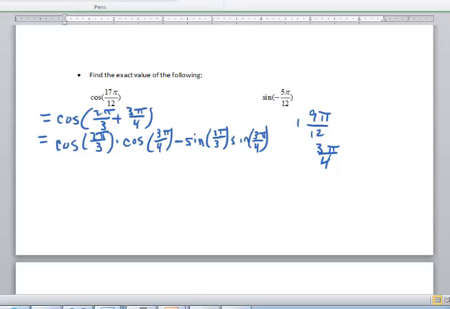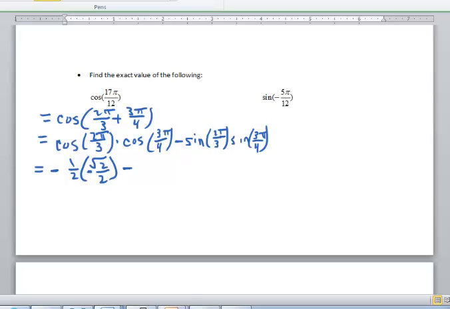And now I just use my trig wheel, pretty much, and see what I can get. So the cosine of 2 pi over 3 is in the second quadrant where cosine is going to be negative. So it's the opposite of the cosine of pi over 3, which is 1/2. And the cosine of 3 pi over 4 is again going to be negative, so it's the opposite of the cosine of pi over 4, which is radical 2 over 2.